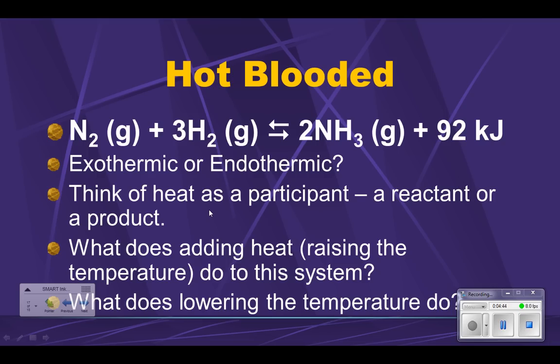That's known as the optimal conditions for making ammonia, and that's what the Haber process does.